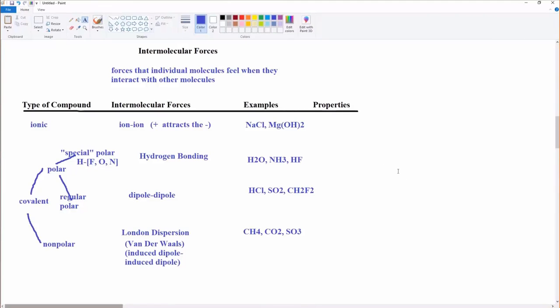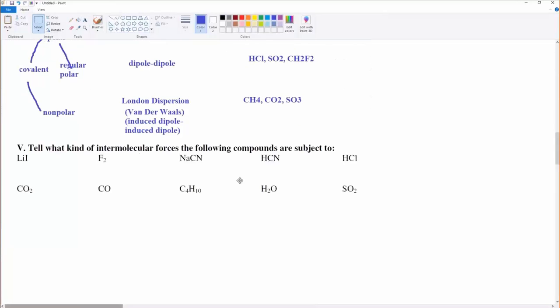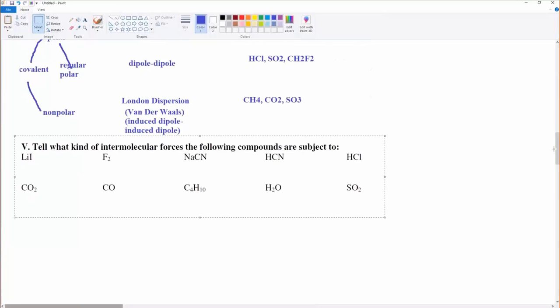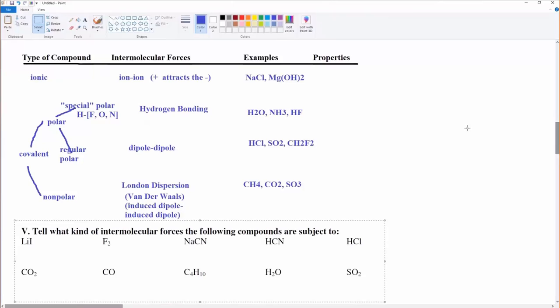All right, so let's look at this one from your worksheet here. I'm just going to put this down here. Tell what kind of intermolecular forces the following compounds are subject to. All right, so help me out with this one. LiI, what kind of intermolecular forces do you think it's subject to?